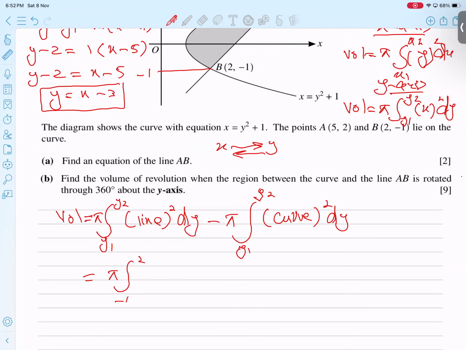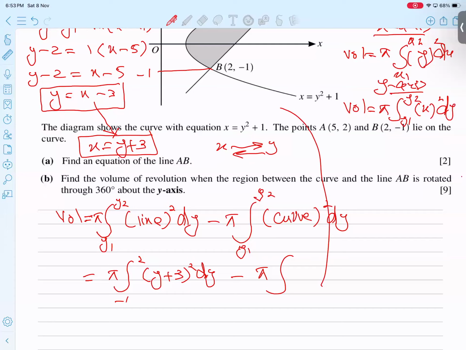But the point is very clear. We have to make it not y here, x. So we have y as the subject, so I will make x the subject. 3 will go to the other side. I got y plus 3. This is the most important part. So I'm writing here y plus 3 whole square dy.